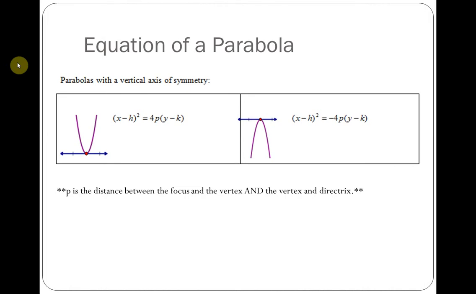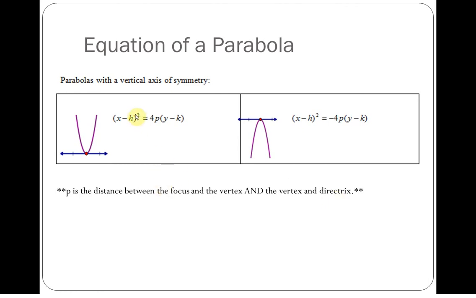So, equation of a parabola. This is when you have x squared or y squared, and you know what a parabola looks like. It's the U. H and K are the vertex, so that's the turning point of the graph. And then you have this new thing, P, and P is the distance between the focus and the vertex and the directrix. It's okay if you don't know what those mean yet. We'll explain it in a second. Right now we just want to focus on the direction.